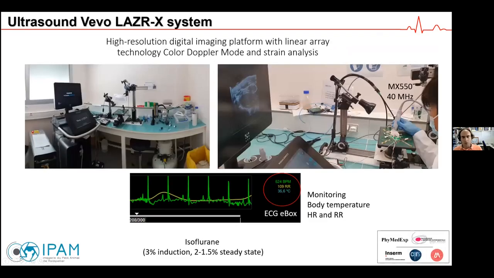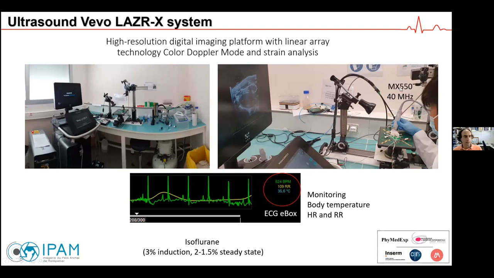We use high resolution ultrasound, and here is a quick slide to present our setup. We are using in the lab a Vevo LAZR-X. We have a table where we can control the body temperature. We monitor the body temperature. We monitor as well the heart rate and respiratory rate with the ECG e-box, which gives you precise information on how the mouse is doing during the procedure.